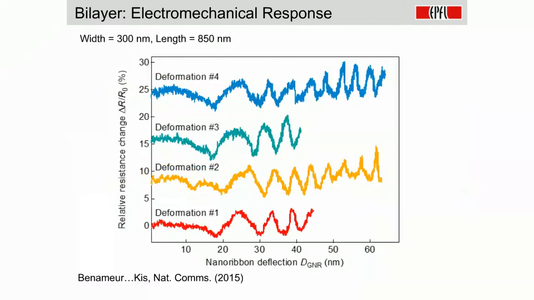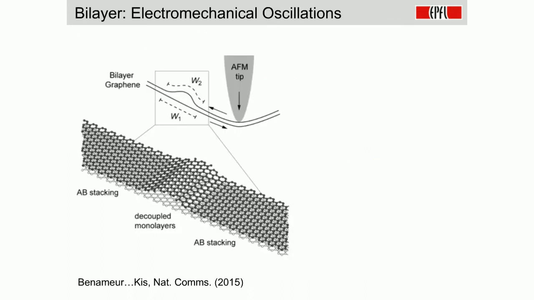But then in the case of bilayer, we saw a very interesting effect. We could see in a number of devices that we made this kind of behavior, where we have, in different colors, different deformation experiments performed on the same device, one after the other. And we could see in this resistance some kind of oscillations, which seem to be quite reproducible as you go from one deflection run to the other.